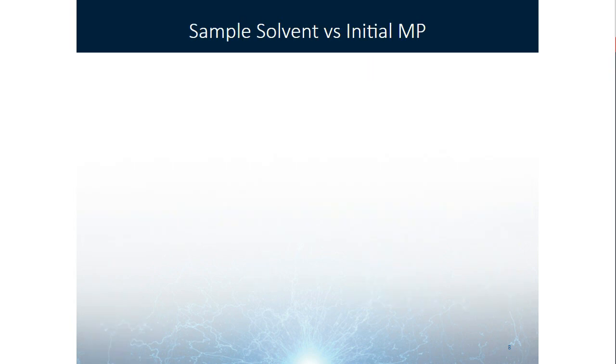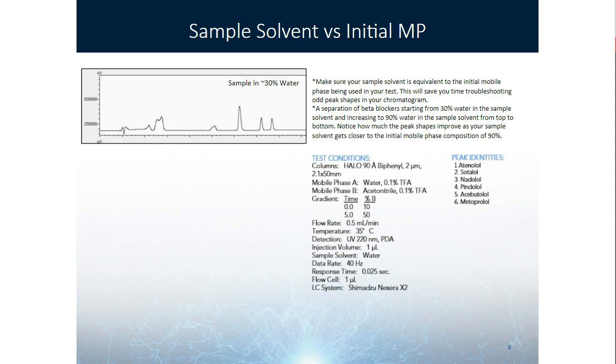I do want to talk about the sample solvent versus initial mobile phase. So here we have a separation of beta blockers. And one thing to notice here is that not all of the peaks are suffering this double peak effect or very broad peaks. Really it's the peaks in the beginning of the chromatogram. That should usually give you a clue on what's going on here.